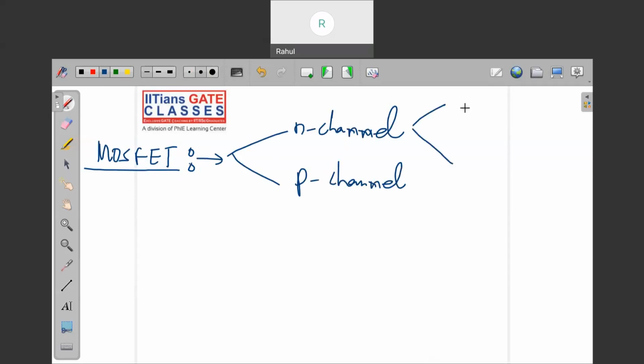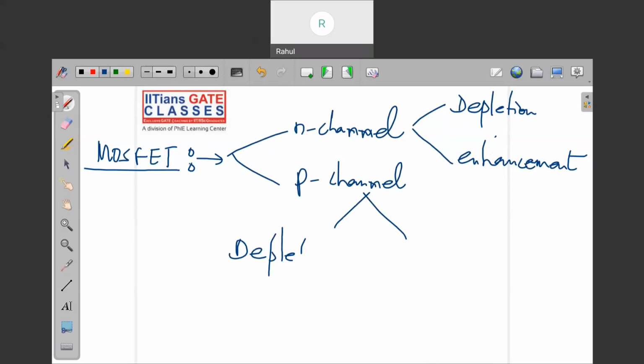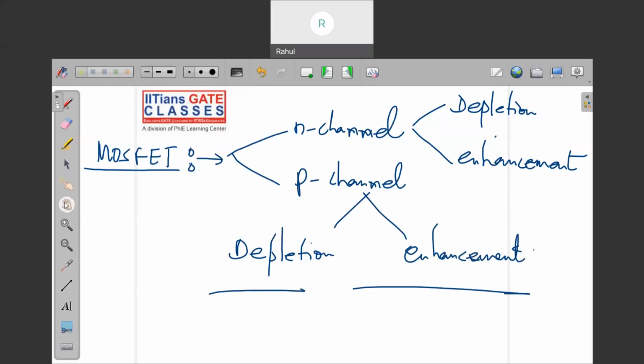And there are enhancement and depletion types. We will only discuss the circuit part, enhancement, and this will also be depletion and enhancement. If you have studied the physics part, the concept will be clearer. But if you haven't studied it, no problem.